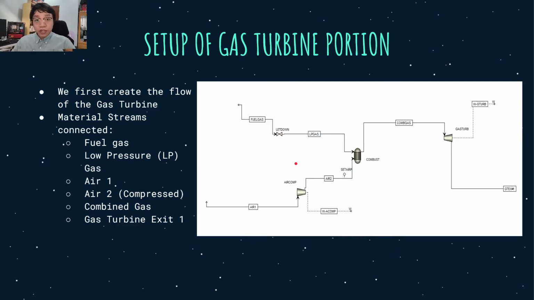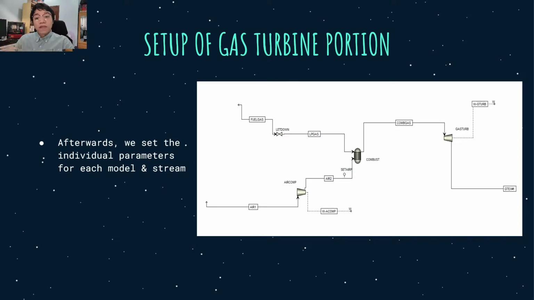Some of the material streams that we're going to be using would be for the fuel gas, which is the supply side of the letdown valve, the low pressure gas, which is the discharge of the letdown valve, air 1, which is the supply for the air compressor, air 2 would be the pressurized air, combined gas is the gas that is combusted by the combustor, and finally gas turbine exit 1, which is the discharge for our gas turbine.